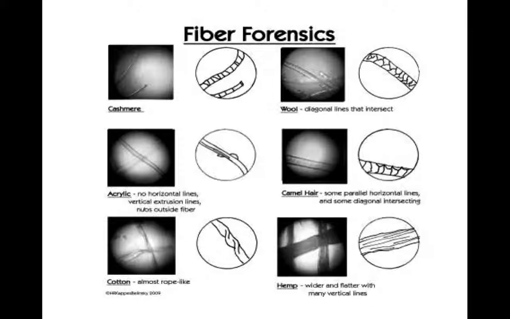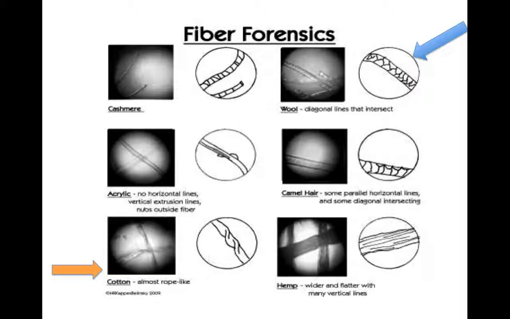All right. I want to show you this image because this is what you would see if you looked at some fibers underneath the microscope. If you look up in the right-hand corner where the blue arrow is pointing, that is a cross-section of wool if you were to look at it under the microscope. As you can see, wool has diagonal lines that intersect one another, and it almost looks like a braid.